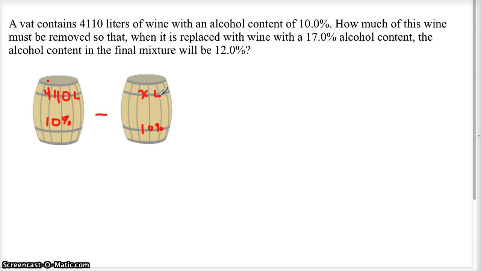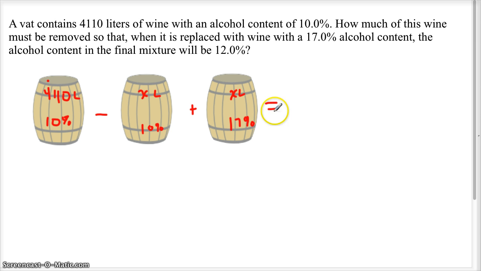Okay? Now, we're going to replace it, which means I need another barrel for replacing. And that's going to be plus, because it's getting added into it. But this one is going to be 17%. So remember, I'm replacing it with a 17%, so I'm going to label this barrel 17%. How much of it am I putting in? All I'm doing is replacing this one. So if I take X liters out, I'm going to have to put X liters back in. So now I still have X liters. That's all I'm doing.